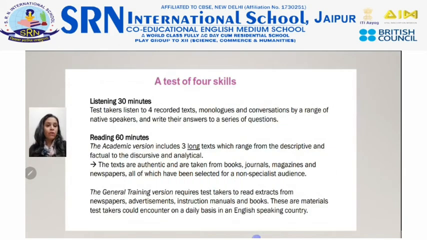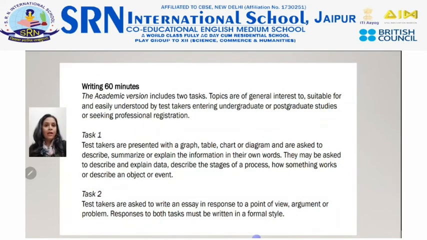Now this I've already discussed with you, that it is a test of 4 skills, which is listening and reading. And in reading, there's a difference in the academic and the general version depending on your interest. So the texts differ here. Then your writing section also, I've discussed that. Here I would like to discuss in detail.